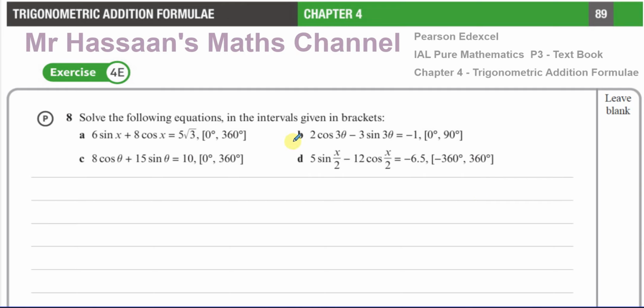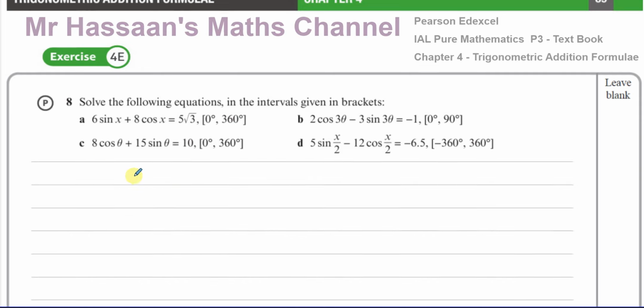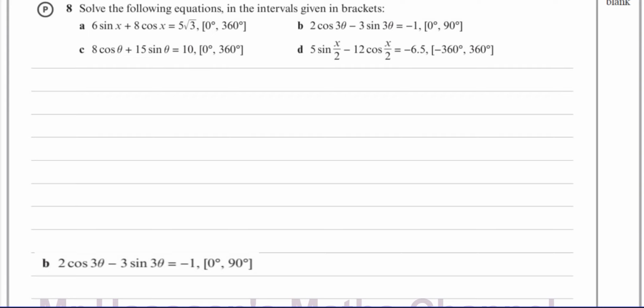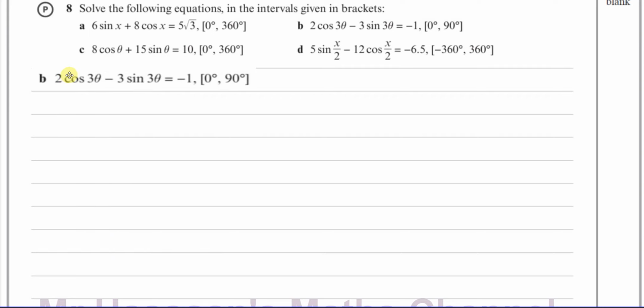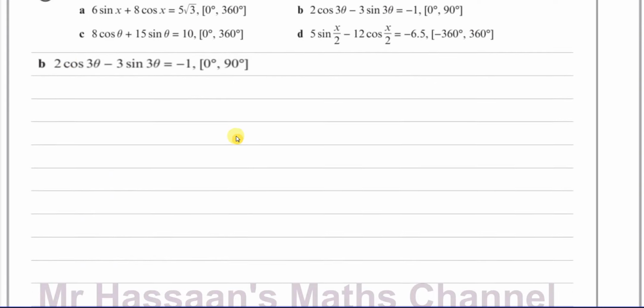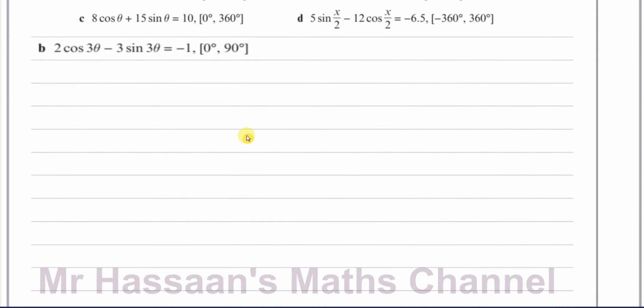Now, for B and D, it's a bit more straightforward, so I'll start with those because there's a negative sign between them, and I'll explain why it's more straightforward as I go through it. So let's start with B. Here we have to solve 2 cosine 3 theta minus 3 sine 3 theta equals minus 1 in the interval from 0 to 90 degrees.